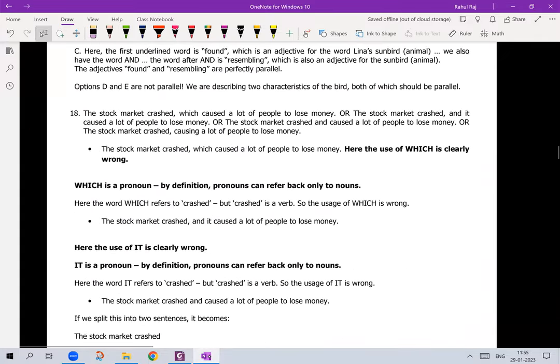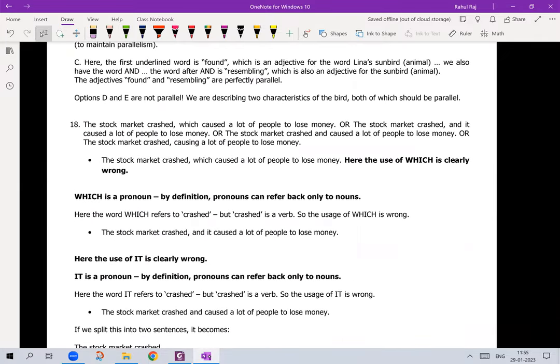Come down to question number 18. This I think we have already discussed. But again, now let's discuss it properly. It says the stock market crashed, which caused a lot of people to lose money. Do you think the sentence is right or wrong? If right, why? If wrong, why? Please tell, speak something. It's wrong. Why? Because which refers back to stock market? That's absolutely wrong.